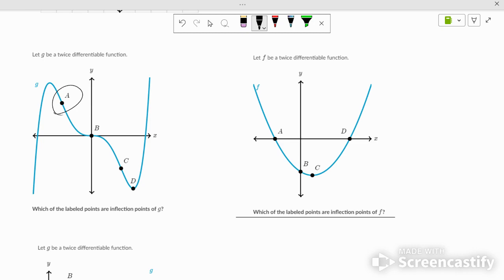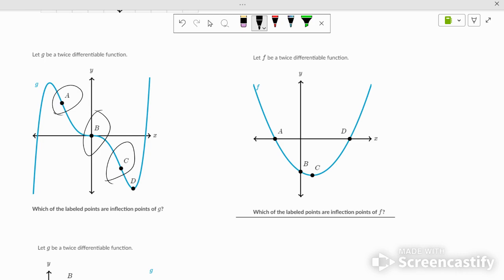Does B look like a change in concavity? Yes, concave up here, and this one's concave down. It changes from concave up to concave down. Yes, B would be one as well. C, does that look like a change in concavity? Yes, it goes from concave down here to concave up here. So C is yes. D, no, that's a minimum point. It's concave down all the way through there. So it's A, B, and C. You've got to see where it's bold down, bold up. Which of those are changes of concavity for A, B, C, and D for the next one?